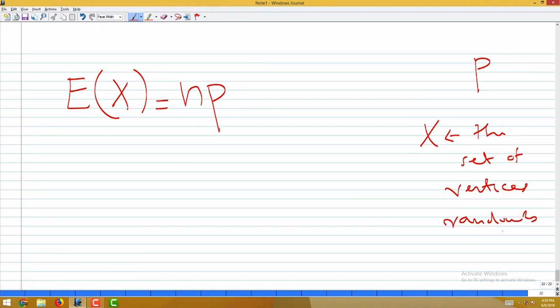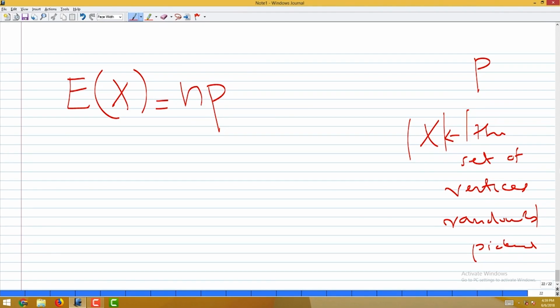So, x being the set of vertices randomly picked, we look at the cardinality of that x. Now, the only problem is this may not be an independent set, otherwise I could have said that an independent set of size np exists. It is not true, because you just randomly picked some vertices, and there can be edges inside that.